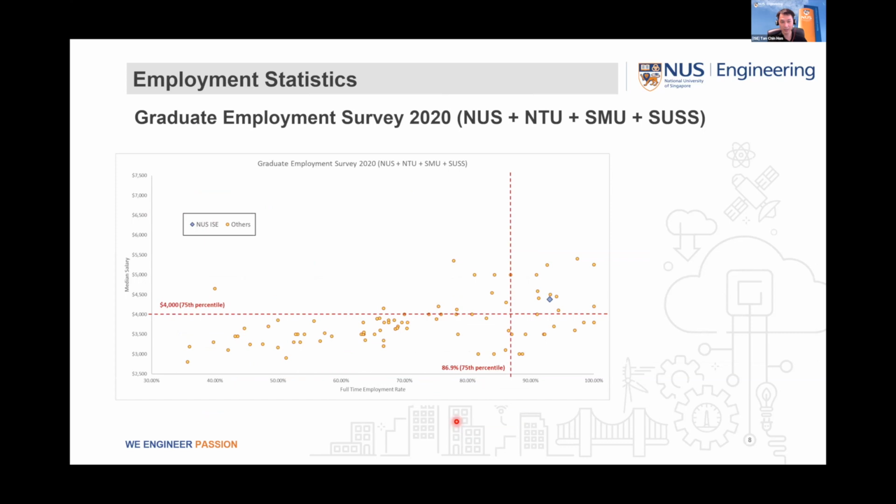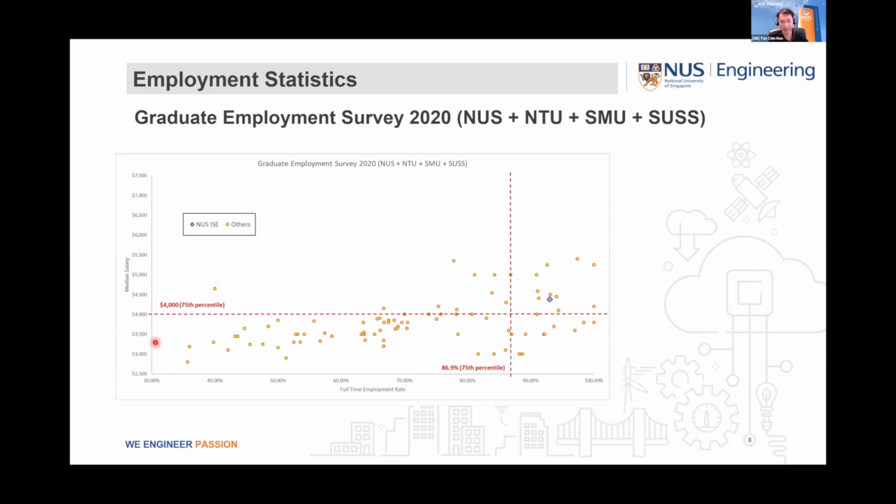Each dot here is a degree program, either by NUS, NTU, SMU, or SUSS. On the x-axis is the full-time employment rate. On the y-axis is the median salary. I hope you can see that you want to be at the top right corner. You want to ideally have a program where the employment rate is high and the salary is high as well. And this is where ISE is going to be.